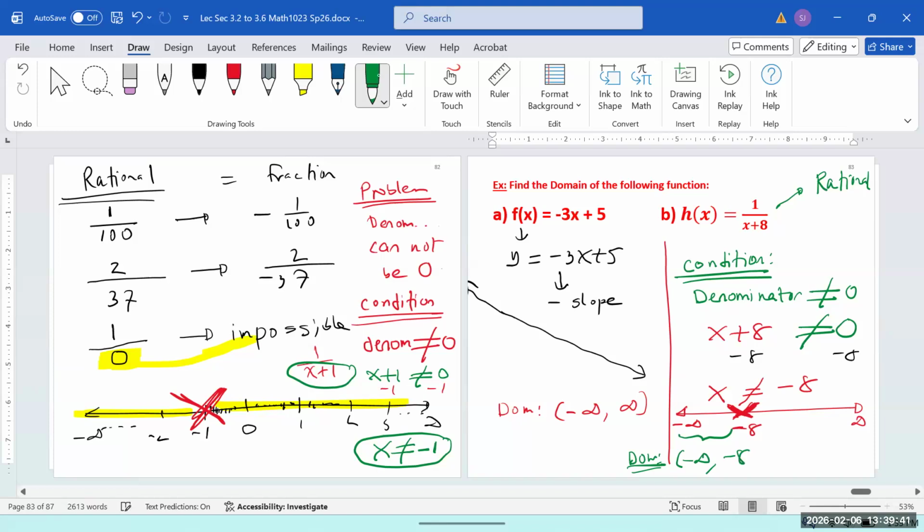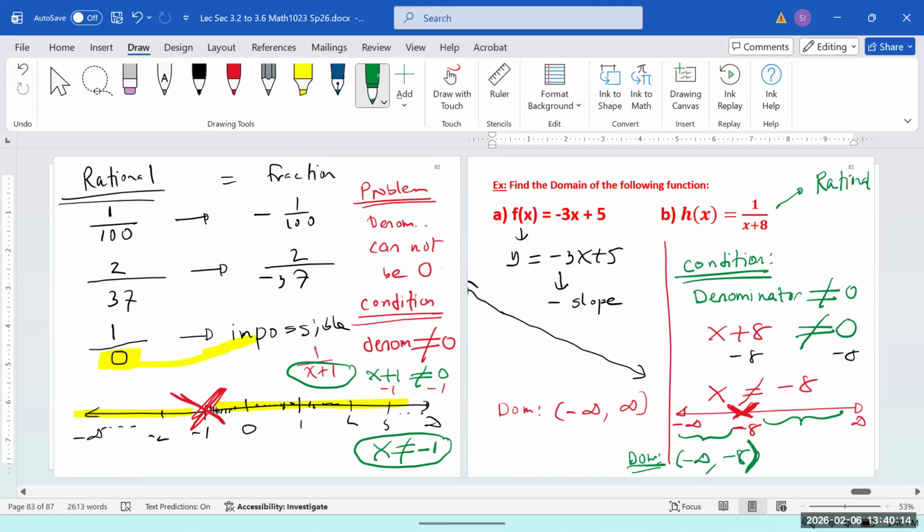So when you cannot use something, what do you use? Parentheses or bracket? Bracket means you can. Cannot means it's a hole. You cannot use it because there's a hole there. So what does hole mean? Cannot use it, so you have to use parentheses. So this is the left side of the interval. And then you skip 8, and then you look at the right side of the interval.